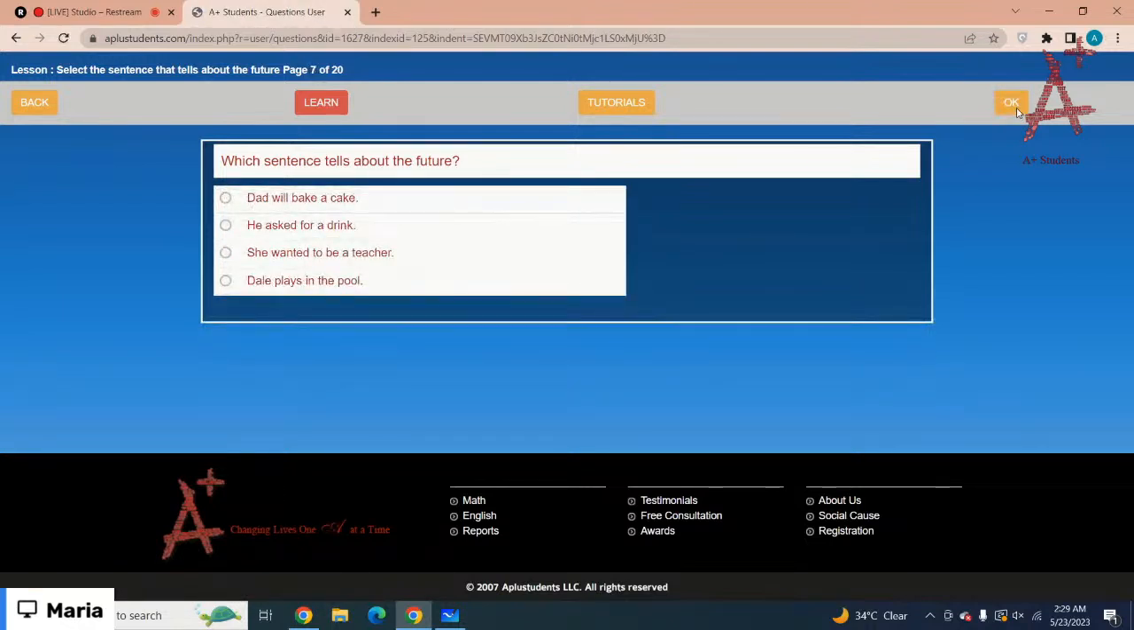Which sentence tells about the future? Dad will bake a cake. He asked for a drink. She wanted to be a teacher. Dale plays in the pool. So which is the correct option? Dad will bake a cake. The one with the word will is the correct option.